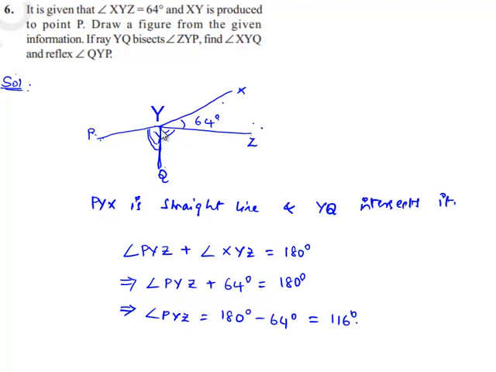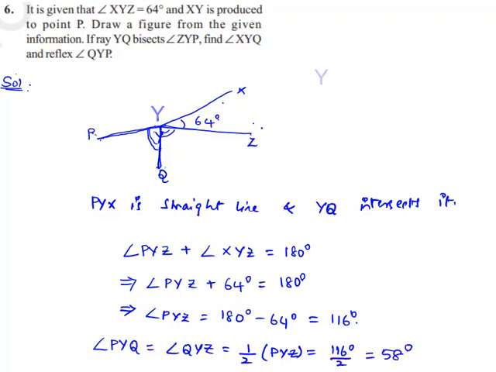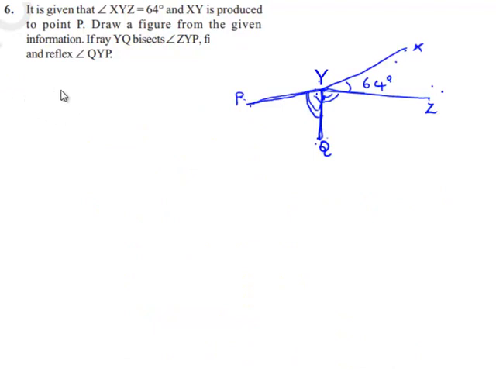We know that YQ is bisecting angle PYZ. We can say that angle PYQ is equal to angle QYZ, which is equal to half times angle PYZ, that is 116 degrees by 2, which is equal to 58 degrees. Here we got the value of PYQ, that is equal to 58 degrees. We can say that angle PYQ and angle QYP are the same. Therefore, angle QYP is equal to 58 degrees.